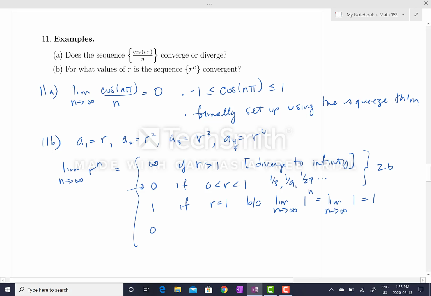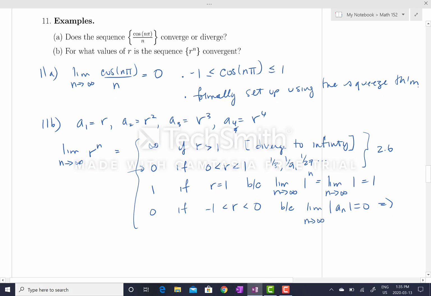Okay, it also goes to 0 if r is between -1 and 0. We can actually make an immediate claim. That's because the limit of the absolute value of a_n, we've already seen that one, is equal to 0. That implies, and that symbol there means implies, that the limit as n goes to infinity of a_n equals 0.